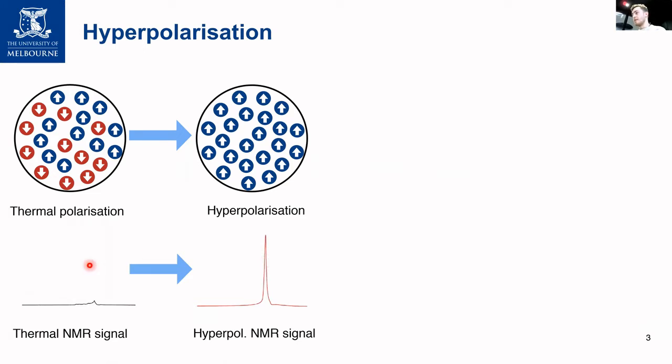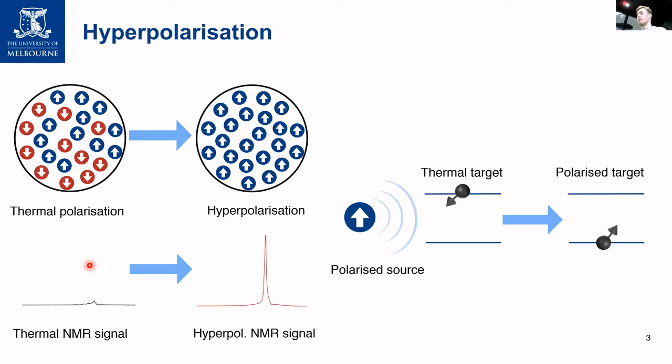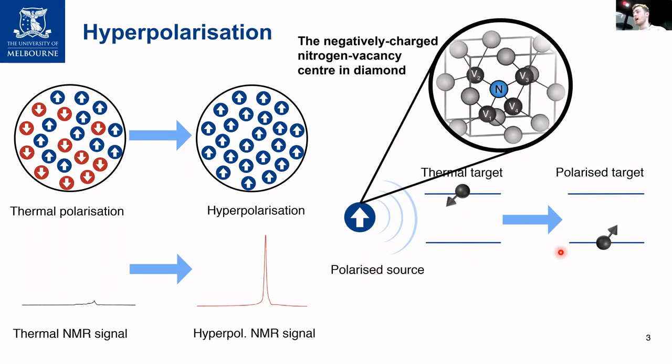And this is commonly done in NMR today, but it is not a solved field. So people are always looking at better or more efficient or more versatile ways to enact hyperpolarization. And generically, the way this works is you have some convenient polarized source that you can couple to your target in order to polarize it. For this talk, we're going to be looking at the prospects for using the negatively charged nitrogen vacancy center in diamond as this polarized source, because we can easily polarize its electron spin at room temperature.